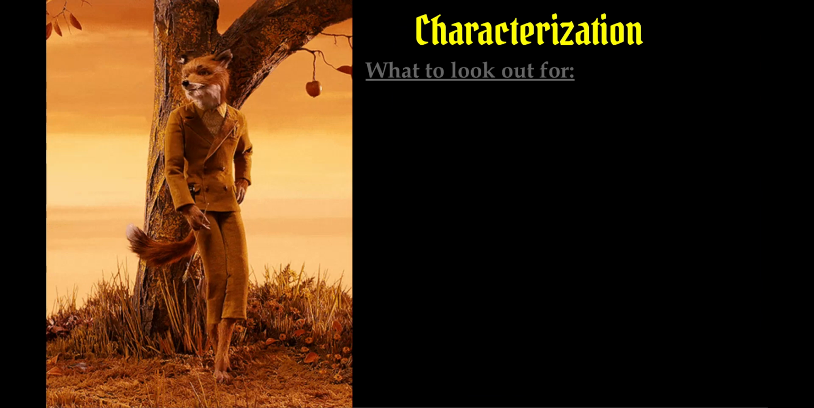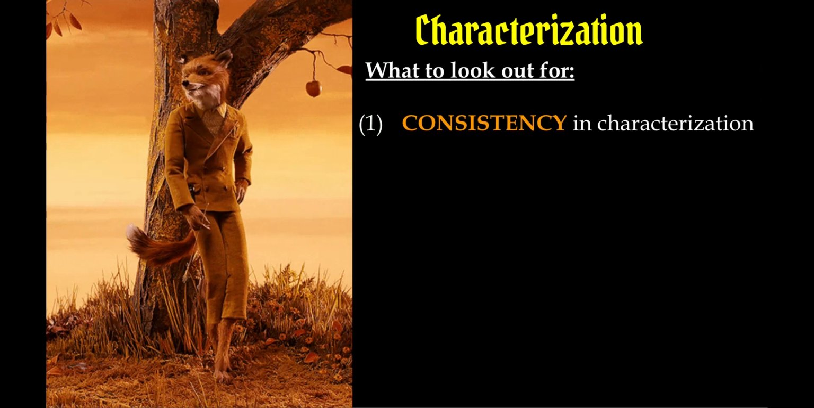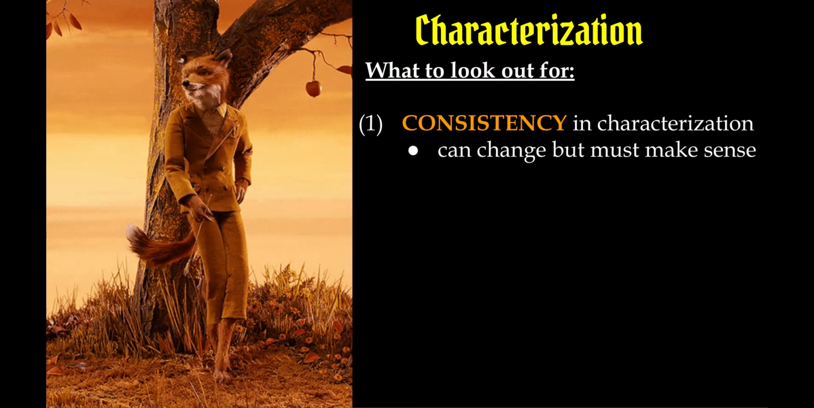Okay, continuing. So some things to look out for, okay? There's 3 things. Consistency in the characterization. Sure, characters can change, but it must make sense. The change in their personality, their outlook, their behavior, it needs to be logical and make sense. If it doesn't, there's something to say there, right, about that characterization. And if they are consistent, that makes it a more believable story.